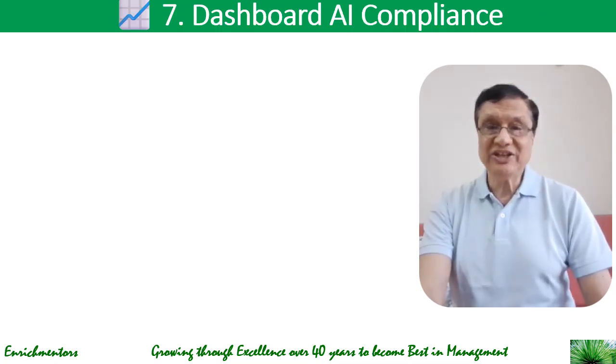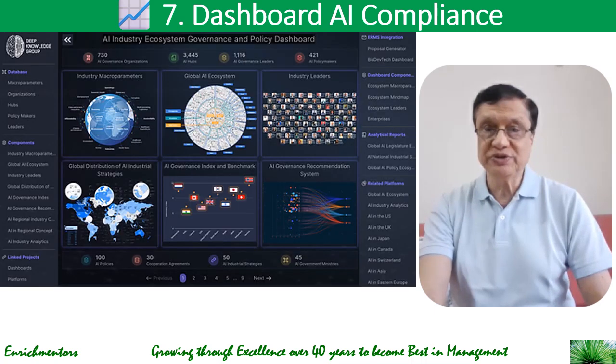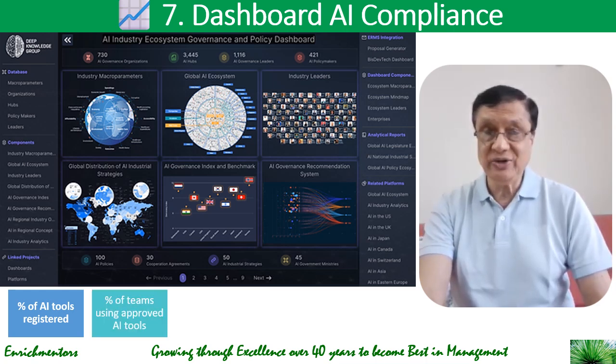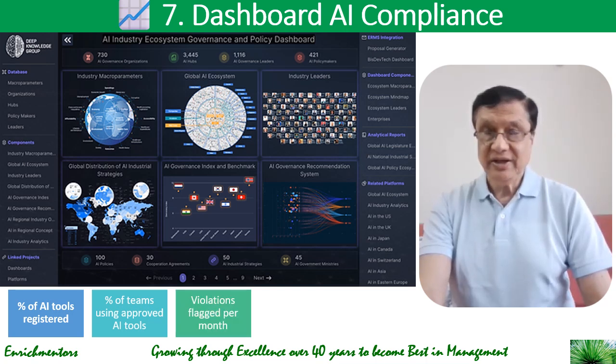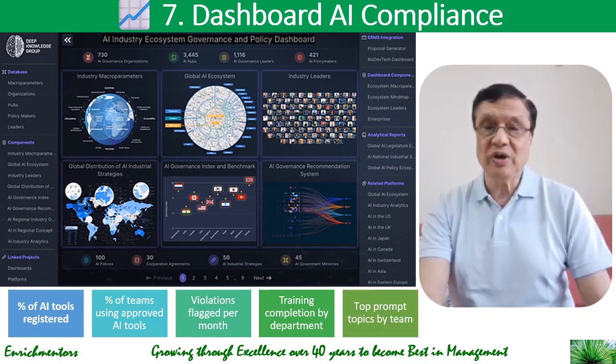Then you need to have a dashboard for AI compliance. You can set up an AI policy dashboard using Power BI or Tableau, where you have key parameters tracked like percentage of AI tools registered, percentage of teams using approved AI tools, violations flagged per month, training completion by department, and top prompt topics by team for oversight, right? So you could build such a dashboard of AI policy compliance.